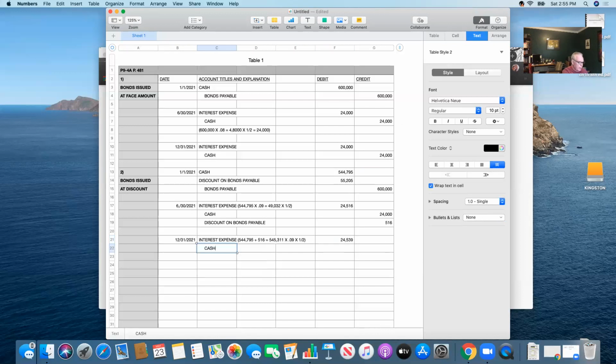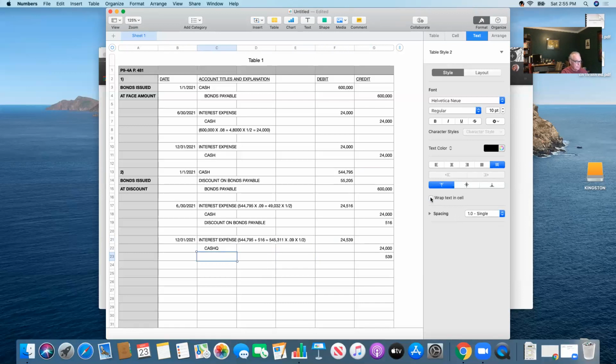You still have to credit cash for that same $24,000 from before. And now we need 539 to balance the entry. That's discount on bonds payable. Okay, so that's bonds sold at a discount.